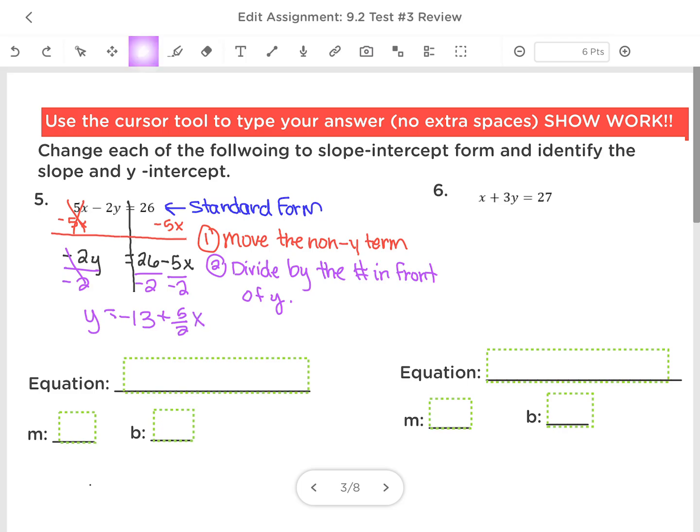So now we have it into slope-intercept form. So my equation is either going to be y equals a -13 plus 5/2 x, or y equals 5/2 x minus 13. Since it's in slope-intercept form, the number in front of the x is my slope. So my slope is a 5/2. My y-intercept is the number that stands alone, which makes it -13.